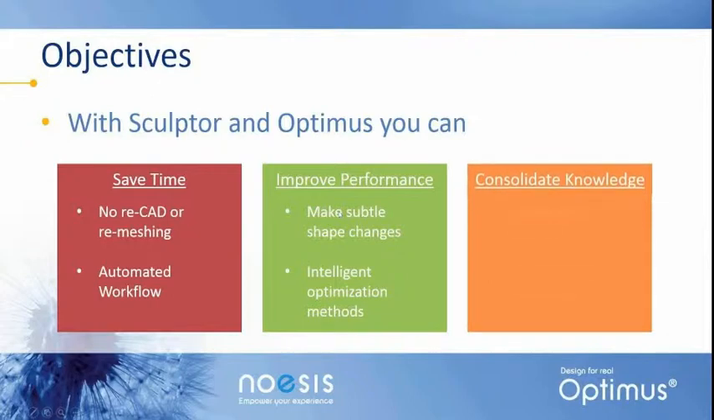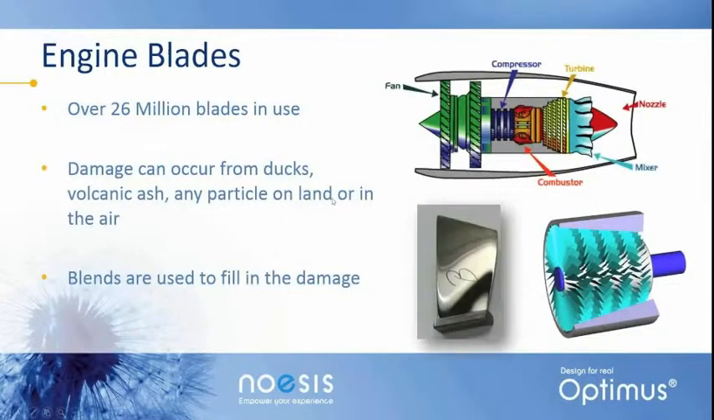And then finally, we'll show that you can use Sculptor and Optimus to consolidate the knowledge that you're able to gain from the optimization and analysis cycle. You can then, as I mentioned before, distribute that intellectual property through Excel so that non-CFD users can access and create new simulations quickly. The case study that we'll show today focuses on blades.